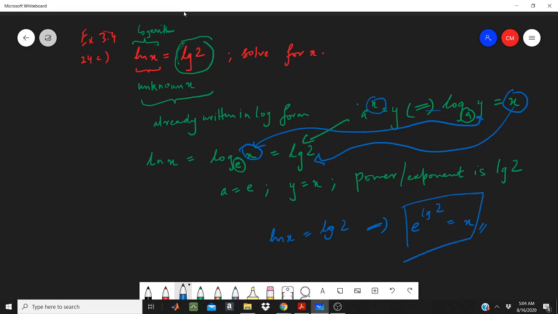I hope this made sense, because it's not easy to see when you've just been introduced to logarithms. Don't worry, we'll see many more examples of this.